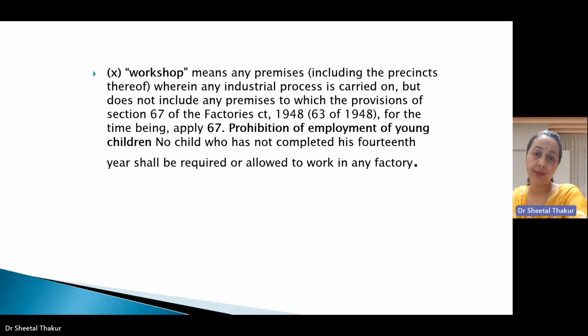It says that under this act, any form of child labor has been completely prohibited, whether in any occupation or processes. But this prohibition is subject to certain exceptions. Meaning thereby, under section 3, they have specified that child labor is completely prohibited, but this provision of prohibition has certain exceptions.